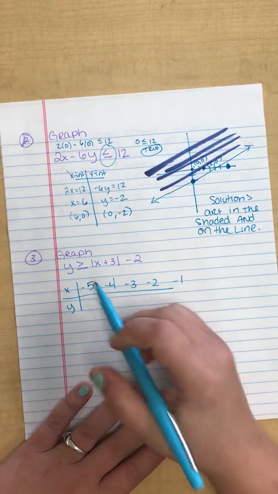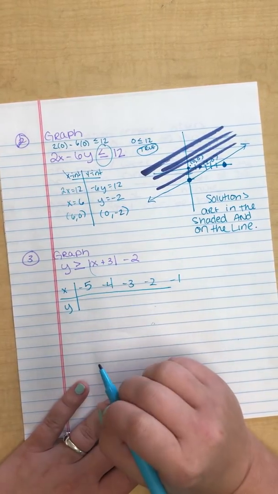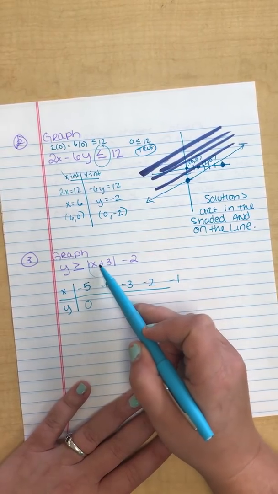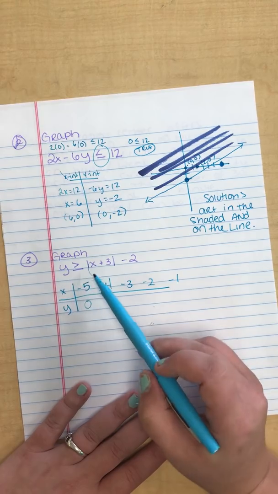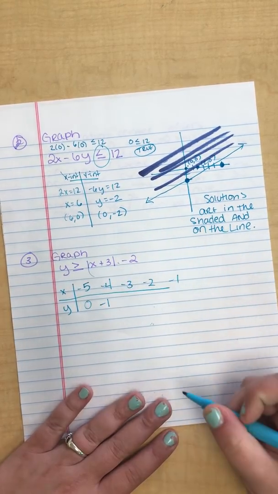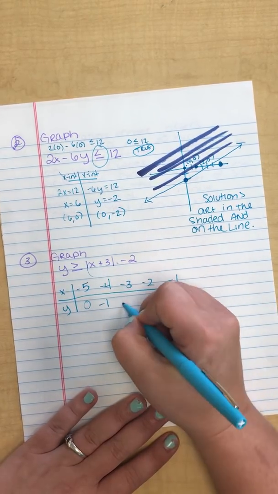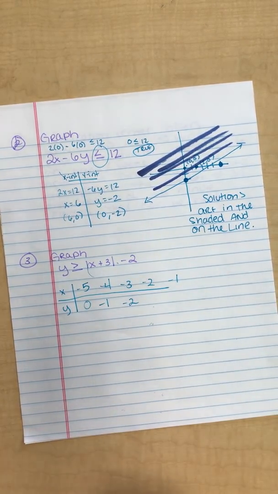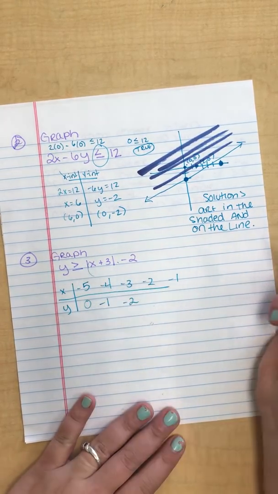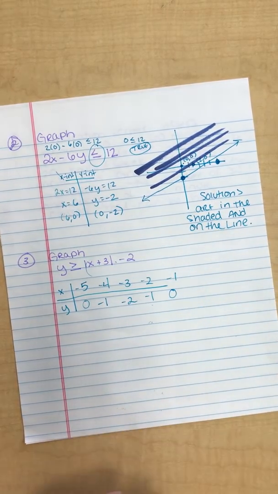So if I plug in -5, I get -2 here, which is 2. The absolute value of that is 2. Minus 2 gives me 0. If I plug in -4, I get -4 plus 3, which is -1. The absolute value of that is 1. Minus 2 gives me -1. If I plug in -3, that's going to be 0. Minus 2 gives me -2. If I plug in -2, I get 1. Absolute value is 1. Minus 2 gives me -1. And if I were to plug in -1, I'd get 0.